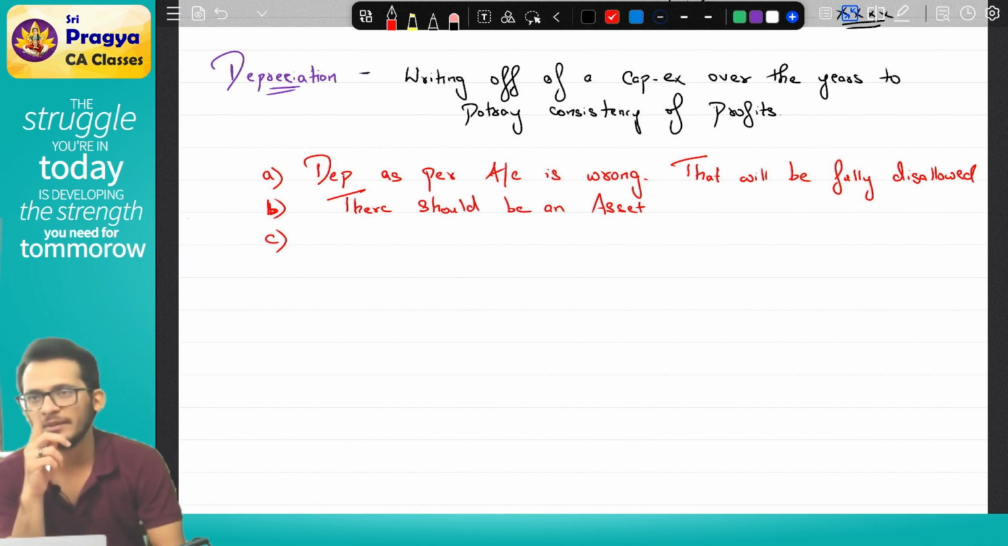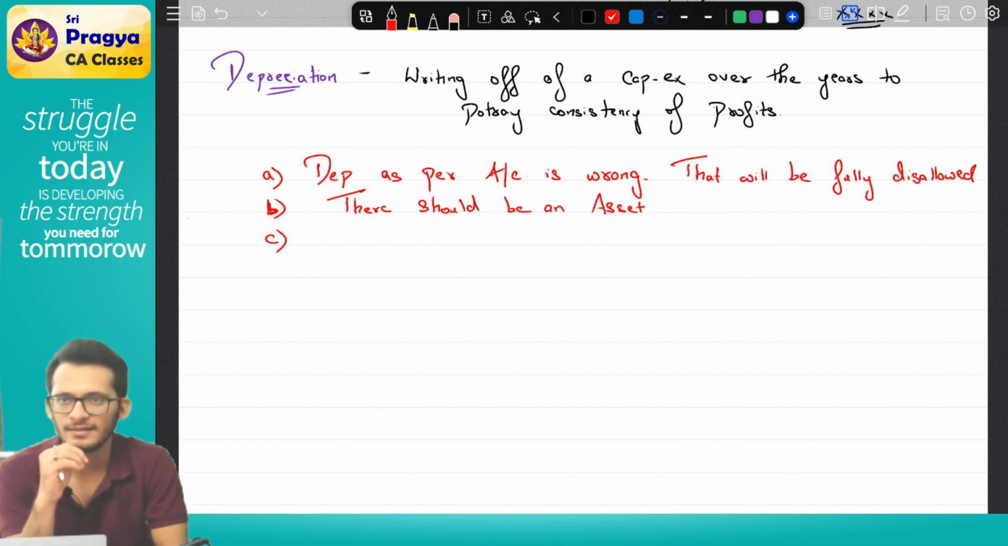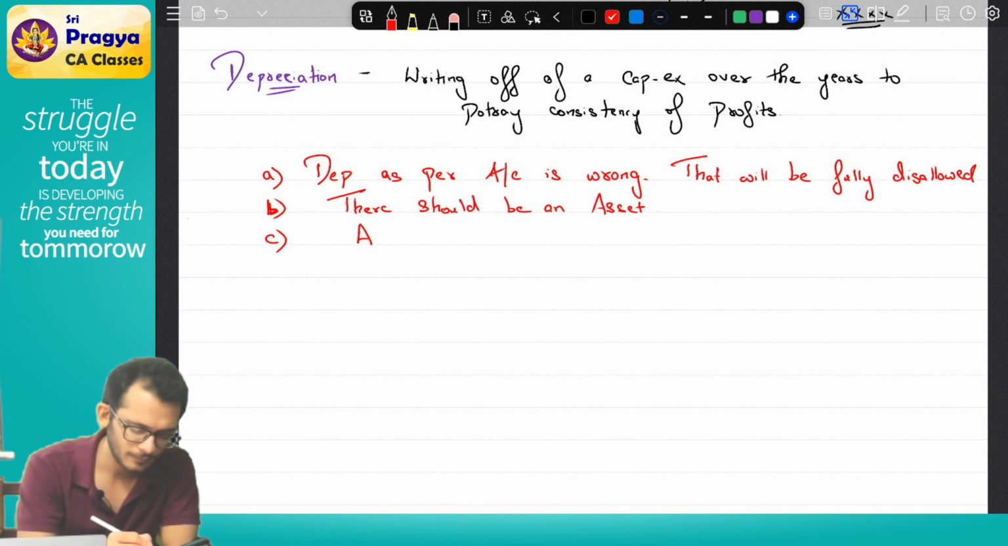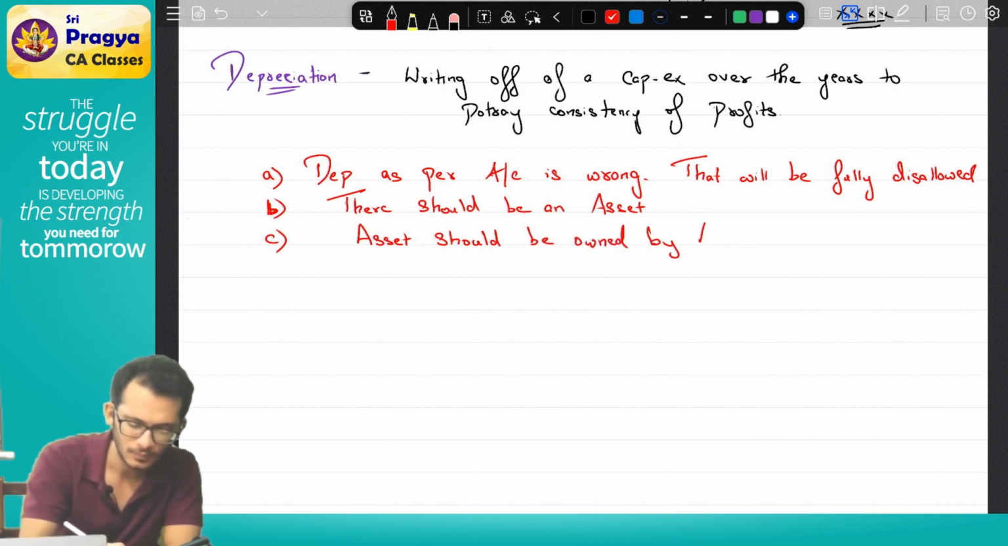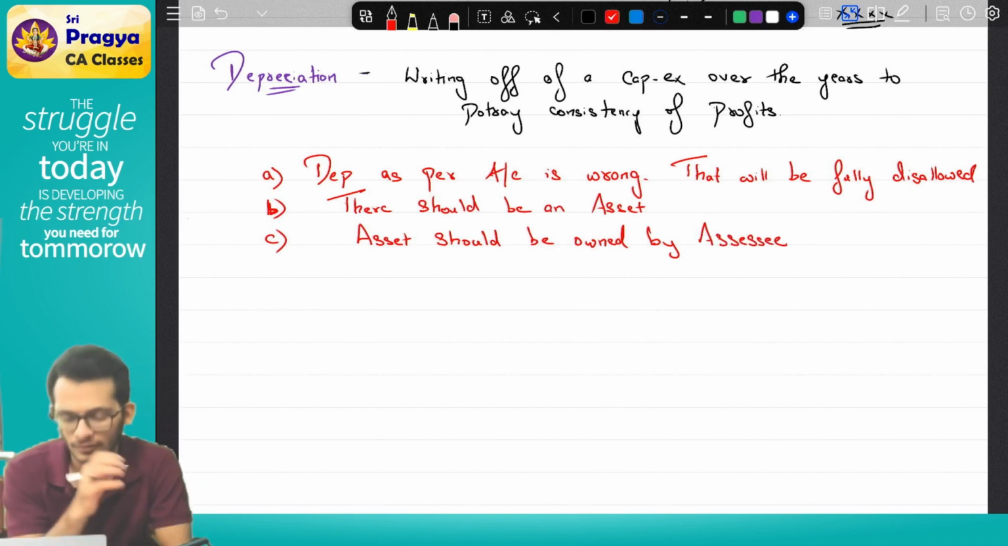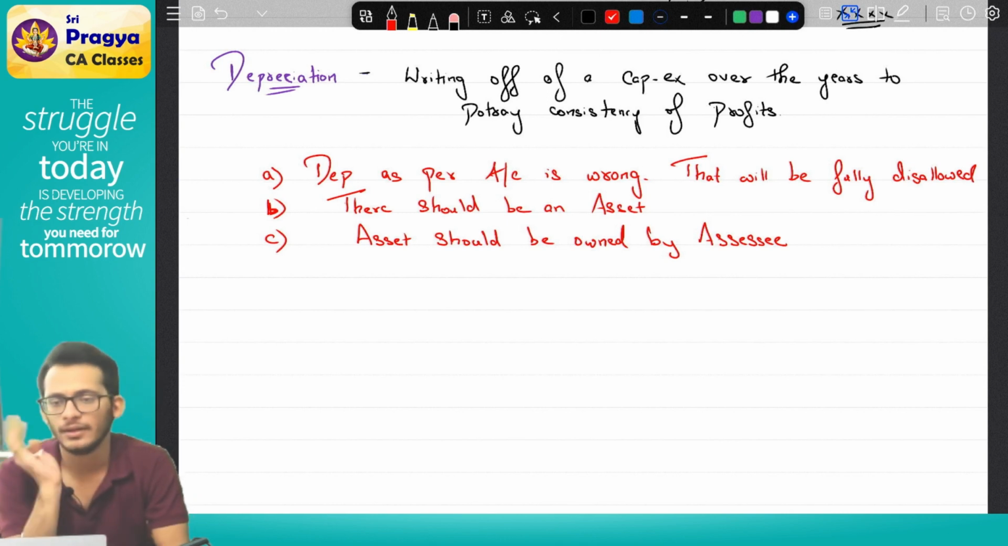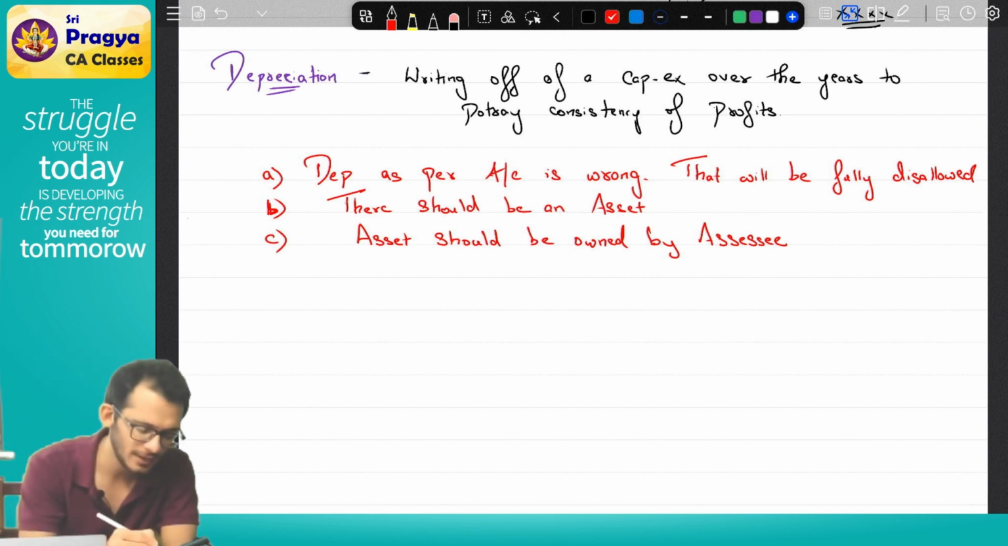If you want to claim depreciation, should the asset be in your name or someone else's name? It should be in your name. The asset should be owned by you. Yes or no? Yes. So two rules I am telling you: there should be an asset, and the asset should be in your name.